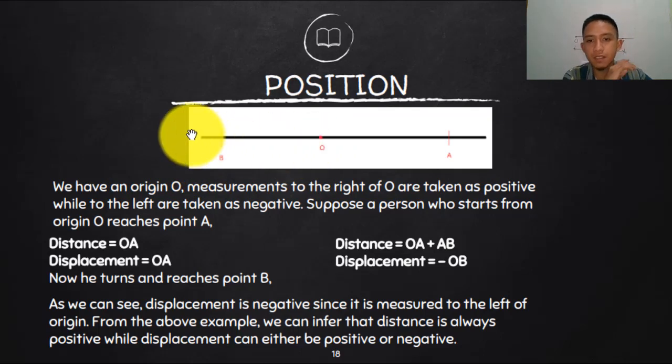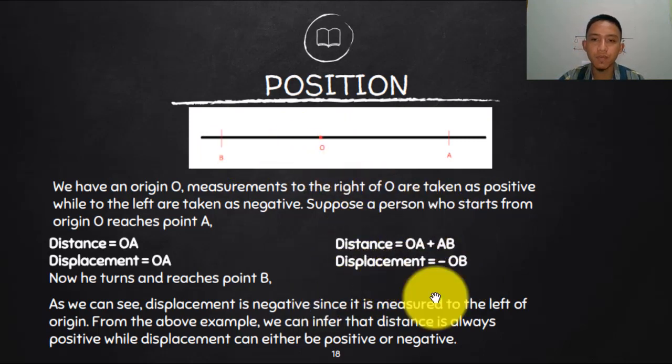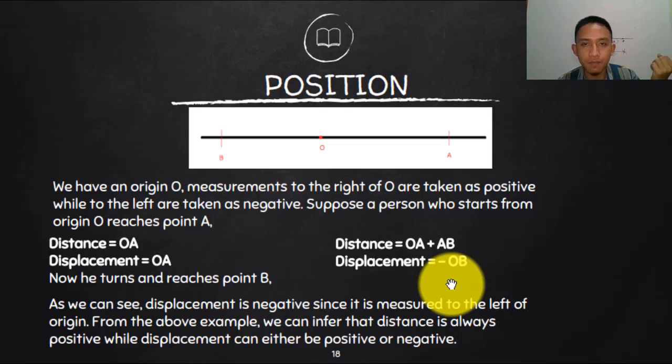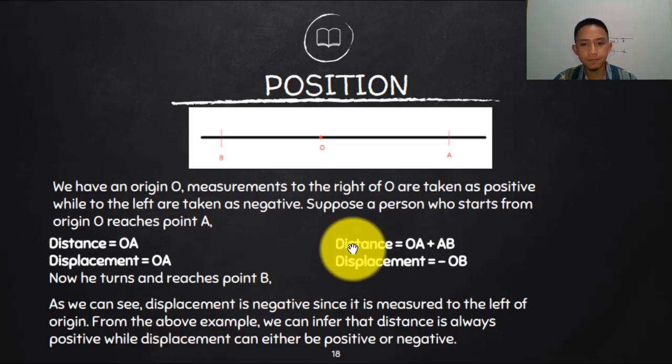However, in displacement, we are following the sign convention. We started from point O, our origin, and the final position is point B. The direction from O to B is going to the left, so that is negative. That is when distance and displacement become different. Again, distance is just the length itself, there is no positive or negative. Displacement has positive and negative, depending on the direction. Not every time is distance equal to displacement. So that is the explanation of position.